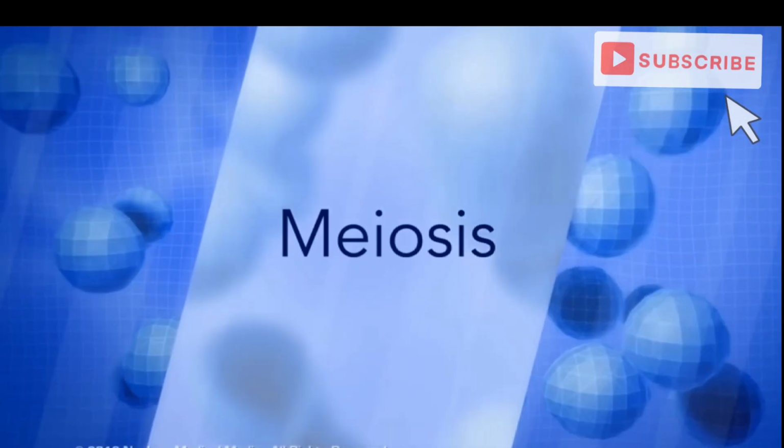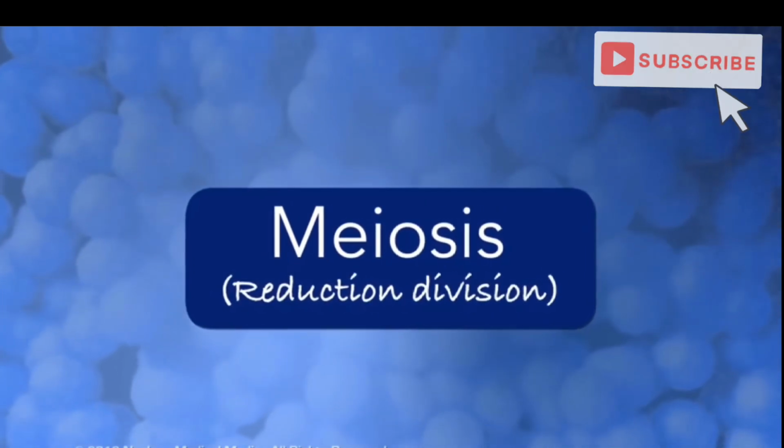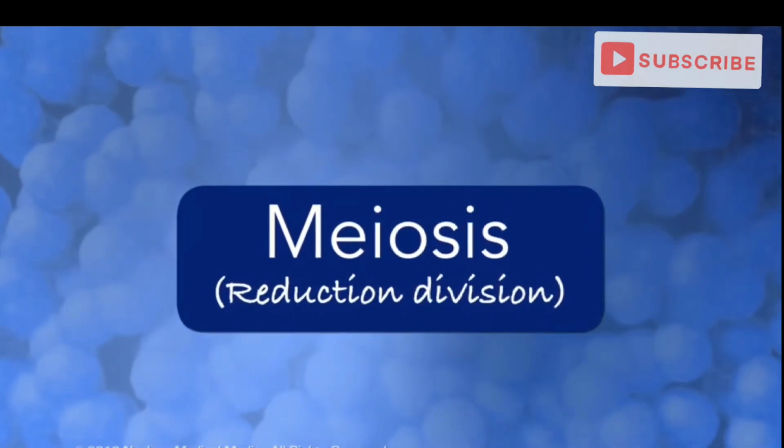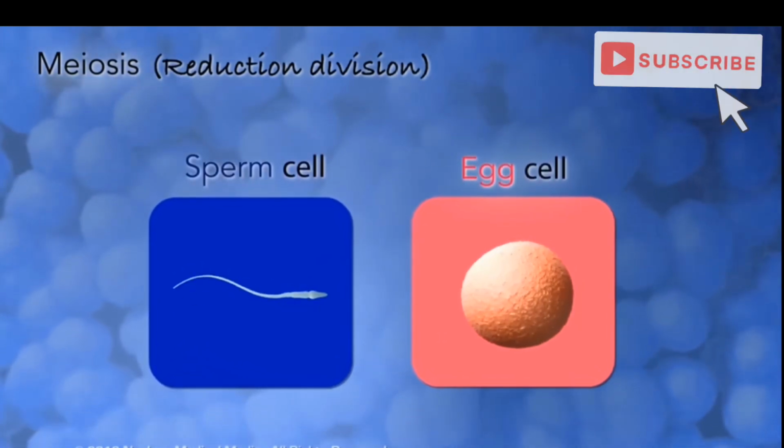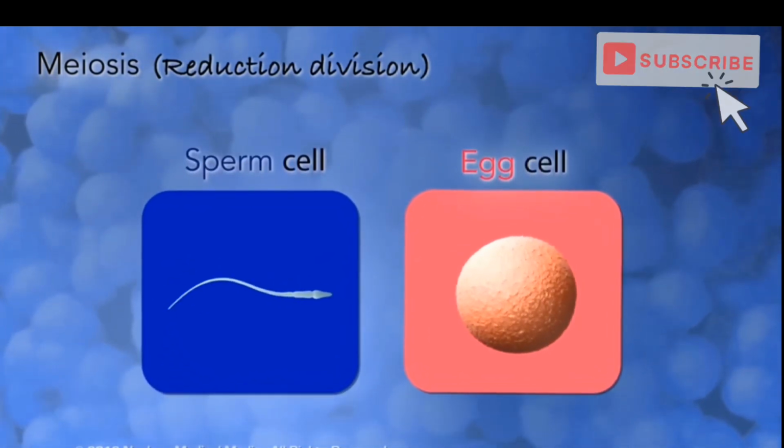What happens during the phases of meiosis? Meiosis, sometimes called reduction division, is the type of cell division that produces gametes. By gametes, we mean sex cells, such as sperm cells in males and egg cells in females.